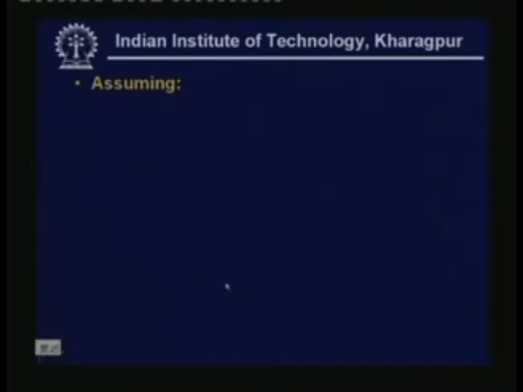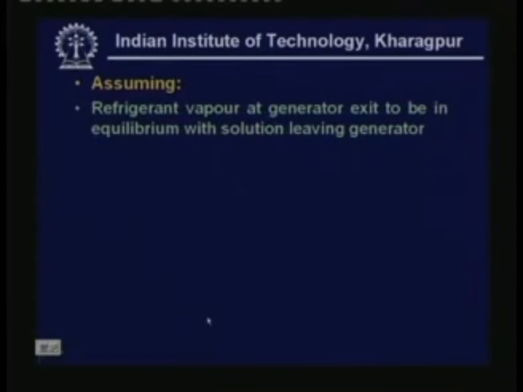So, for finding the properties, we make the assumption that the refrigerant vapor at generator exit is in equilibrium with the solution leaving the generator. This assumption is required to find the enthalpy of the refrigerant vapor. It is given that the solution leaving the generator is at 110 degree centigrade. Since the vapor is in equilibrium with this, the vapor also has a temperature of 110 degree centigrade.